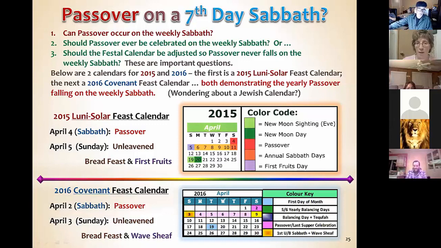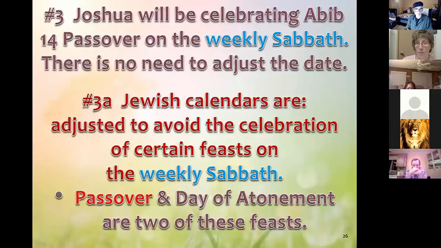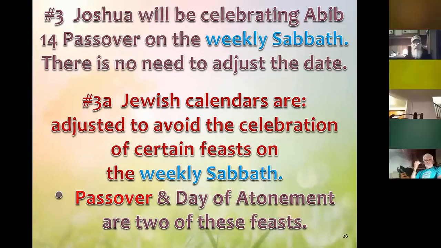It was left right where it needs to be. So Joshua will be celebrating Abib 14 Passover on the weekly Sabbath. There's no need to adjust the date, but we want to question some of the Jewish calendars because we know that they do adjust the date to avoid celebrations on certain feasts on the weekly Sabbath. And Passover is one of those feasts, and so is Day of Atonement.